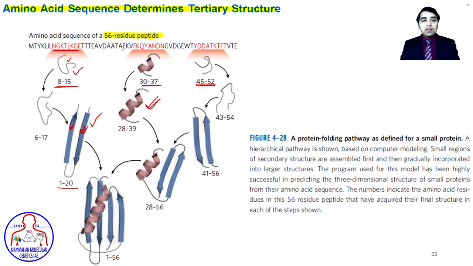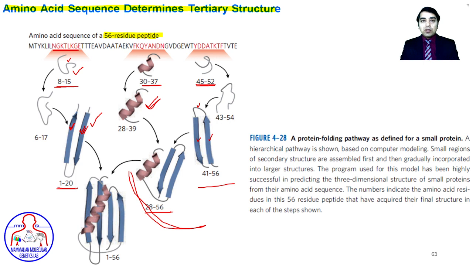If we see this segment, we can know that amino acids 28 to 39 are going to make the linker along with 1 alpha helix, and amino acids 41 to 56 are going to make 1 linker along with 2 beta sheets. If we join these 2 beta sheets with this alpha helix, we are going to get this structure that is containing the amino acid sequence of 28 to 56.